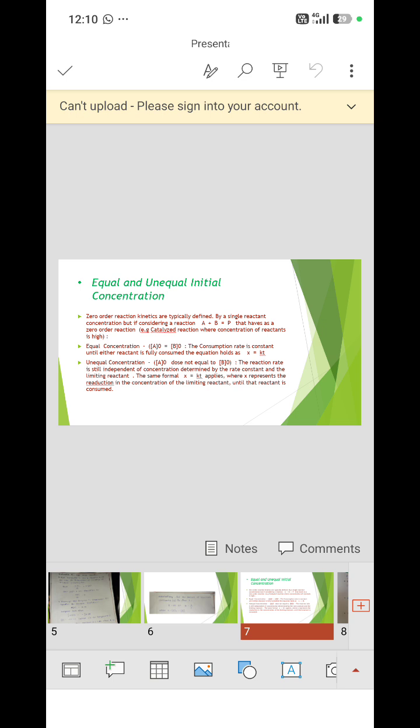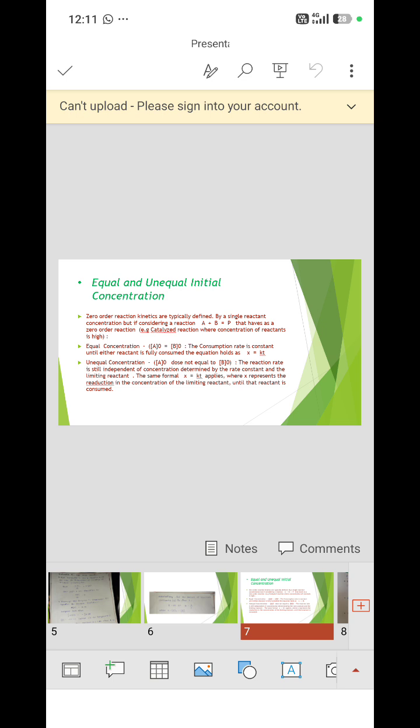Zero order reaction kinetics are typically defined by a single reactant concentration, but consider a reaction A plus B is equal to P that behaves as a zero order reaction. Example: a catalyzed reaction where the concentration of a reactant is high. For equal concentration, A naught is equal to B naught. The concentration rate is constant until the reaction is fully consumed, and the equation holds as x is equal to Kt.